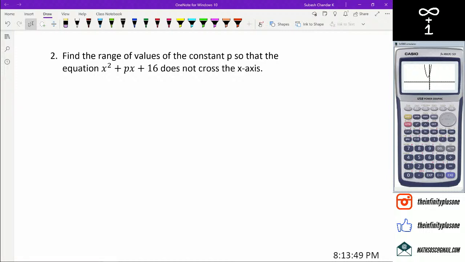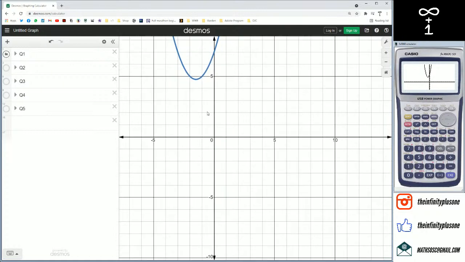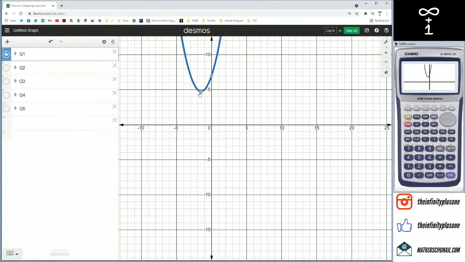Also, I just want to show you guys real quickly. I don't think I need to, but let me just have a quick look at that. So this was question 1 right there. We just worked out the discriminant, but that's the same thing as this. You can see the minimum point is at minus 1.5, so it's not going to cross the x-axis at all. So that's question 1. Then we're going to go to question 2.